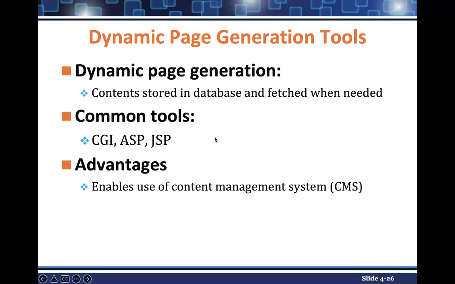The next tool is the dynamic page generation tools. For dynamic page generation, content is stored in a database and fetched when needed. This one is to generate the dynamic page. The common tools are like CGIs, JSP. And for advantages, it enables the use of a content management system in here.